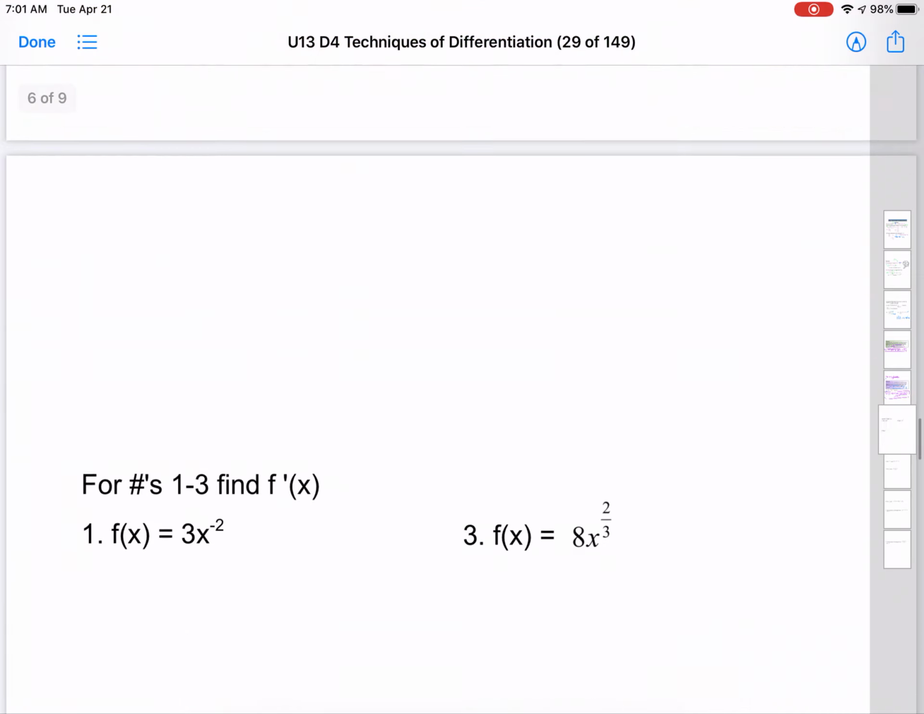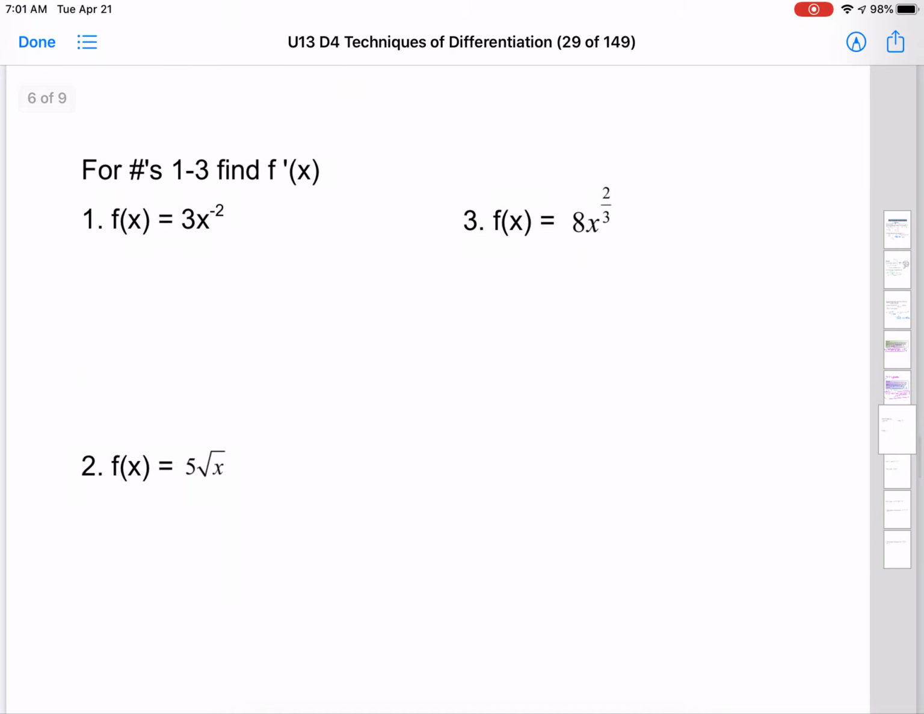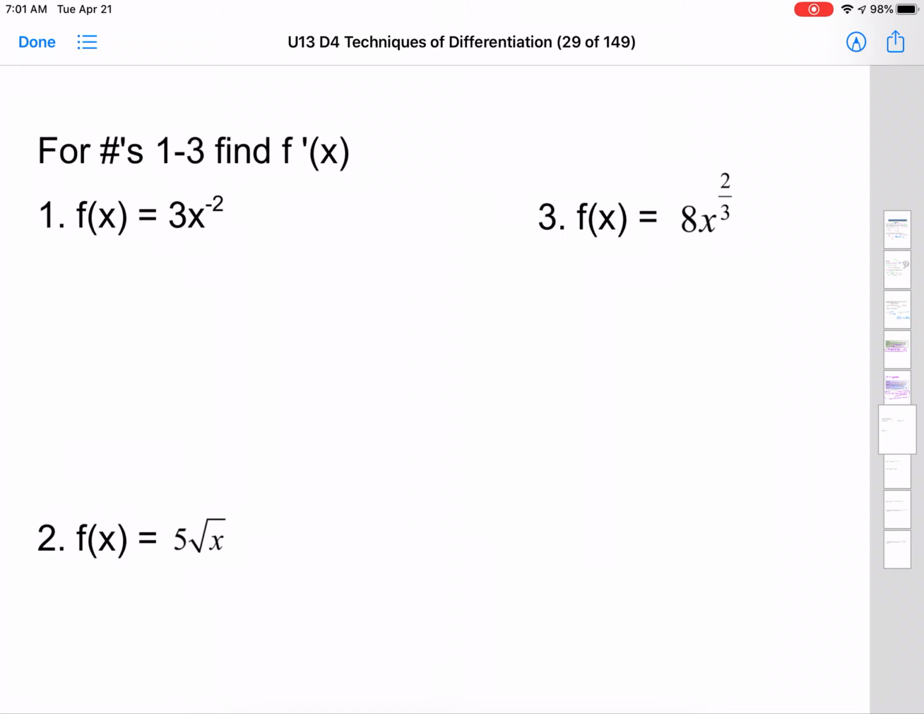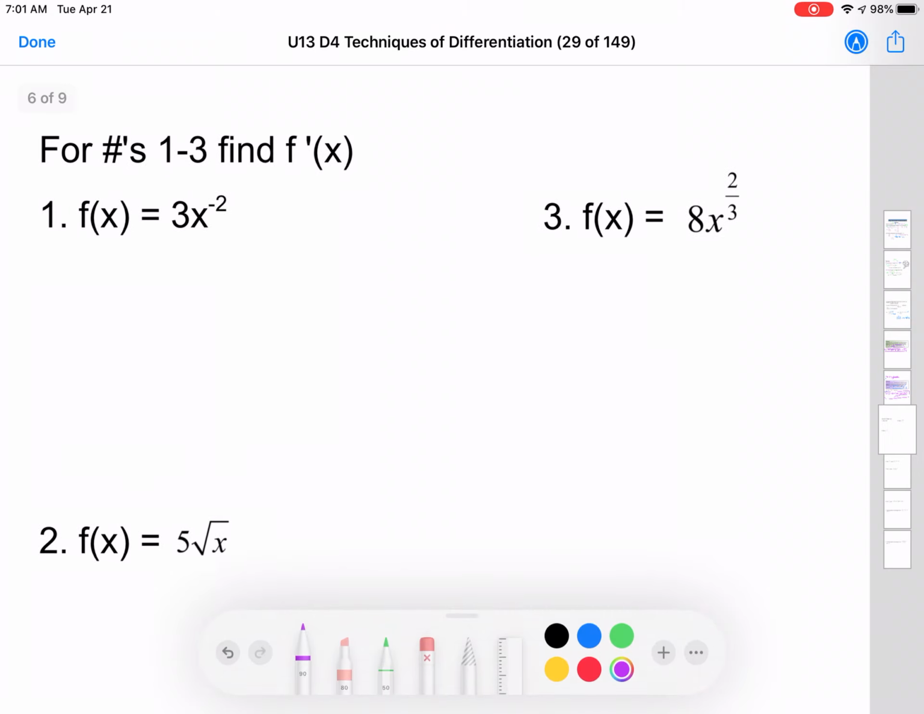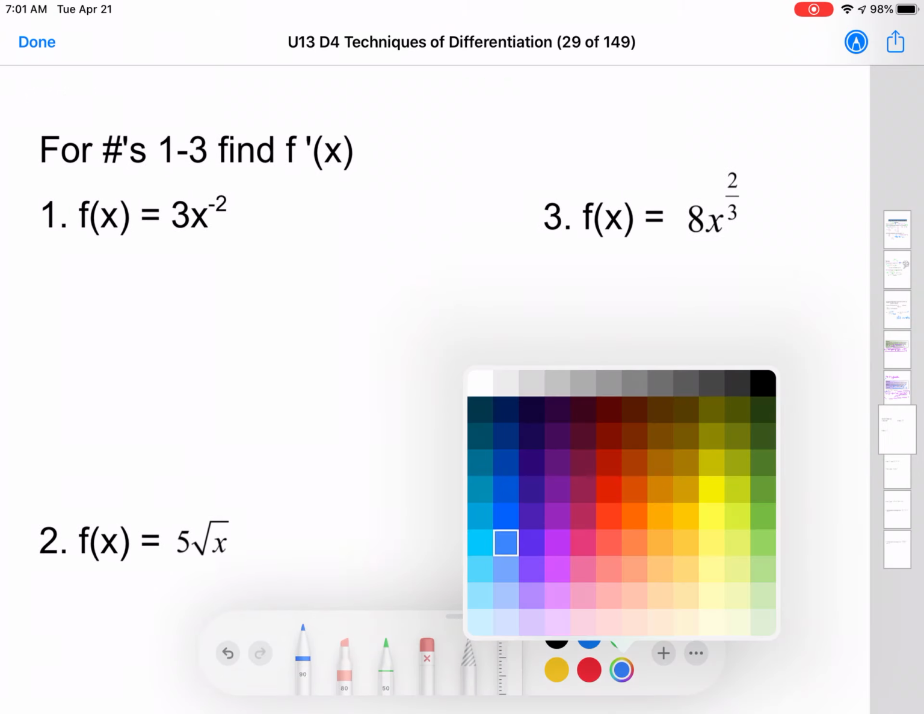Excuse me. All right, now let's just mix everything up. We'll do just some straight up power rule. We'll do some product rule, quotient rule, and then I think we got some writing the equation of the tangent line in here too. All right, so here we go. So let's find the derivative.